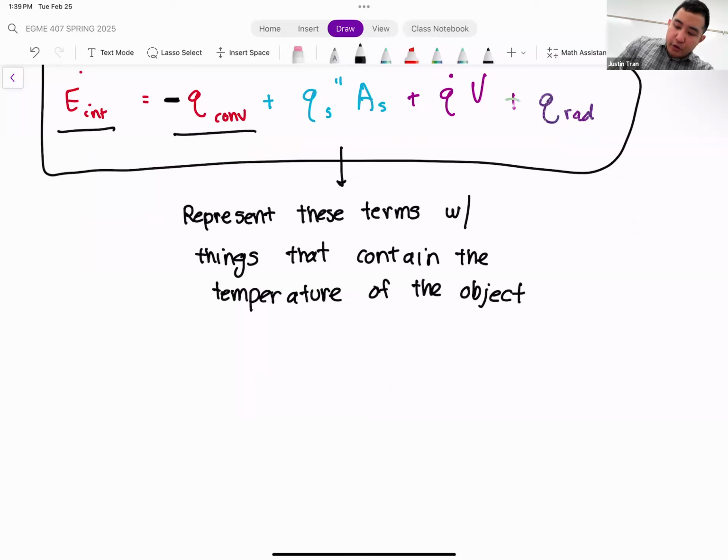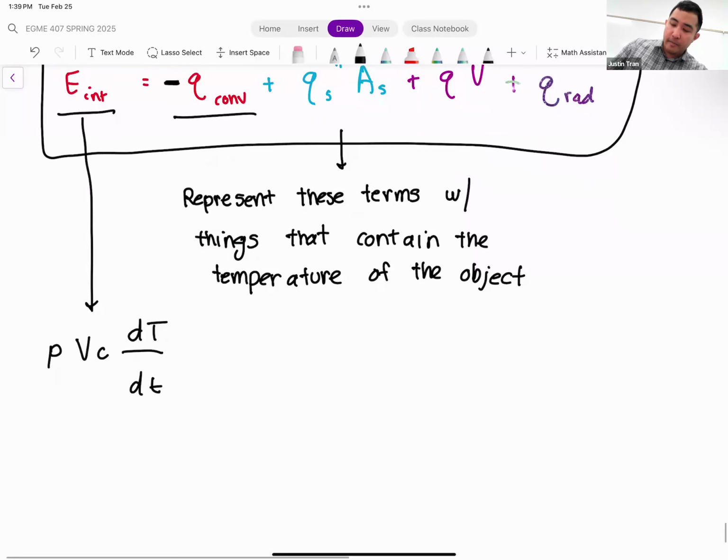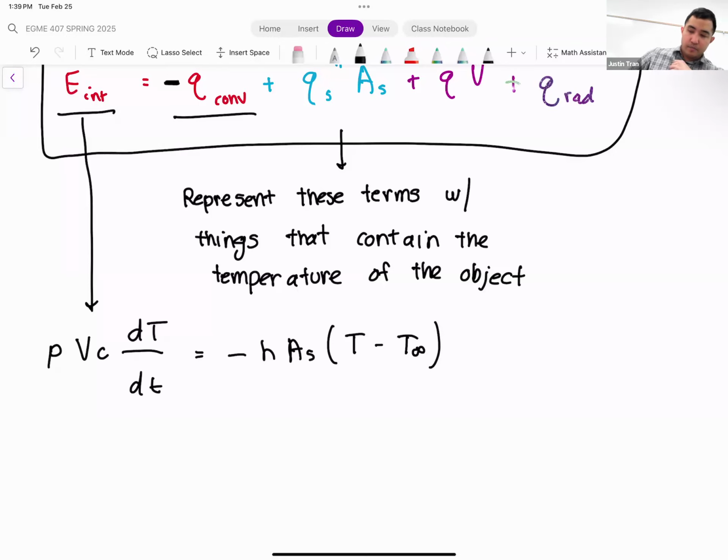So we have the change in internal energy is rho, the density, multiplied by V, the volume, times the heat capacity, times dT/dt. Okay. So that's what we get when we plug in the change in internal energy. This is equal to minus h times the surface area times Newton's law of cooling, so we have T of the object minus T infinity. So that is Q convection. So that's Newton's law of cooling.